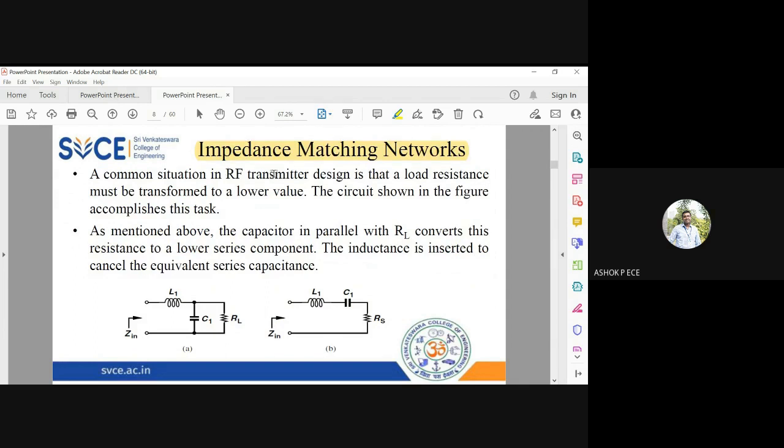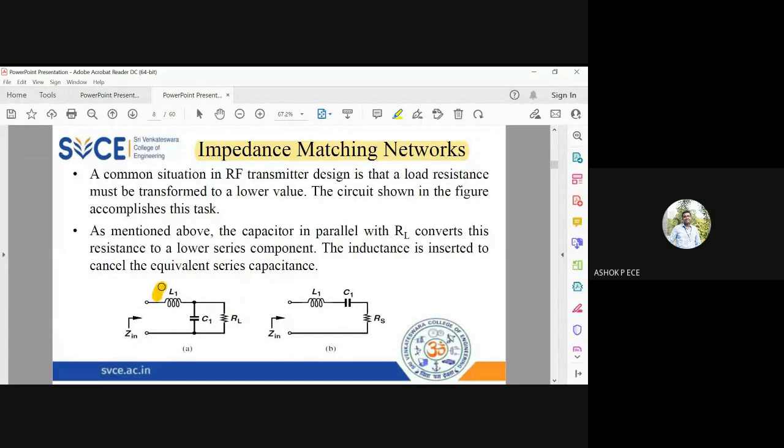In an RF transmitter, assume that this load is your antenna. The antenna impedance will be very small, but your transmission line impedance is 50 ohms. So I have to match 50 ohms to the antenna. If I connect it directly, there will be severe loss of power because the impedances are not perfectly matched.